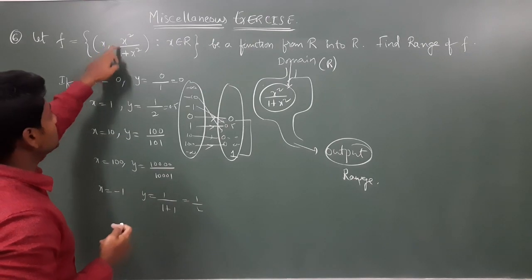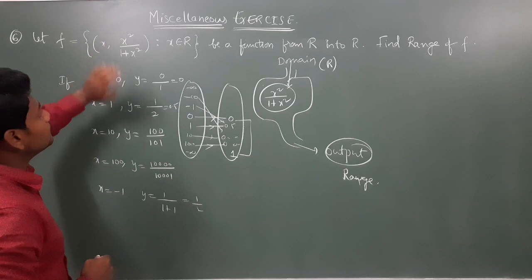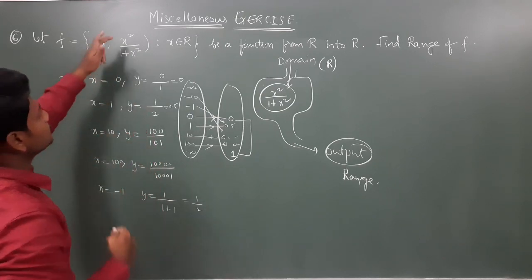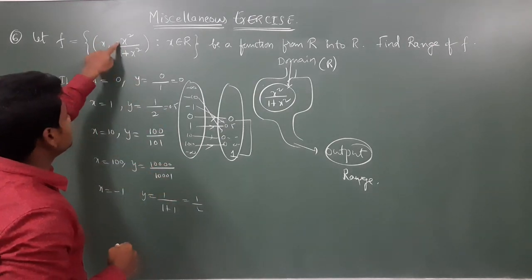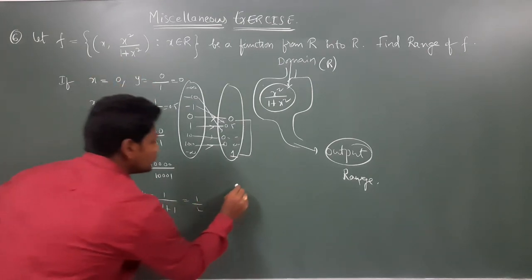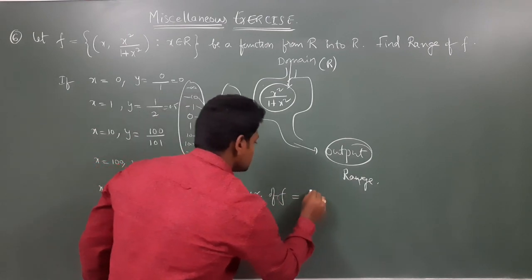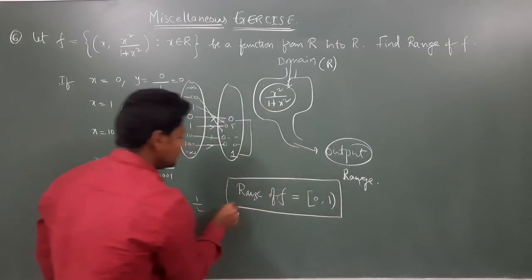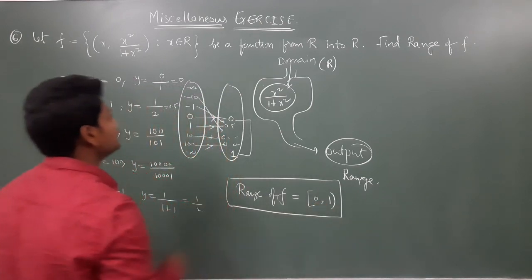Why? Because this is x² over 1 plus x², so the numerator and denominator won't become the same number. If they became the same number, the numerator and denominator would cancel and you would get 1. But since it is x² divided by 1 plus x², we won't get 1 anywhere. Therefore the range of that function is 0 to 1. Whatever number you substitute, we will always get range values from 0 to 1. Okay, so pause the video and note it down.